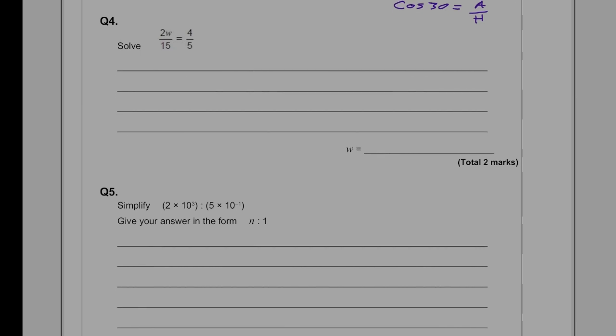Okay, question 4, solve. So to solve this, what I'm going to do is times by 15, because 5 is a factor of 15, so that will get rid of both my denominators. So 2w divided by 15 times 15 would just give me 2w, and then 4/5 times by 15, well, the 5 and the 15 would simplify to 3, would be equal to 12. And then if I divide both sides by 2, that would be w is equal to 6.